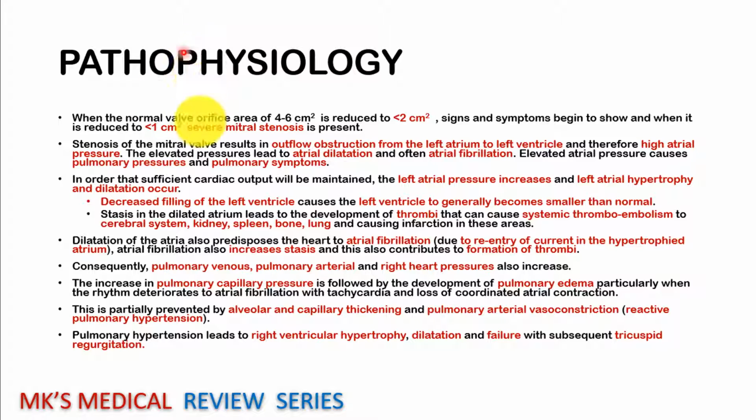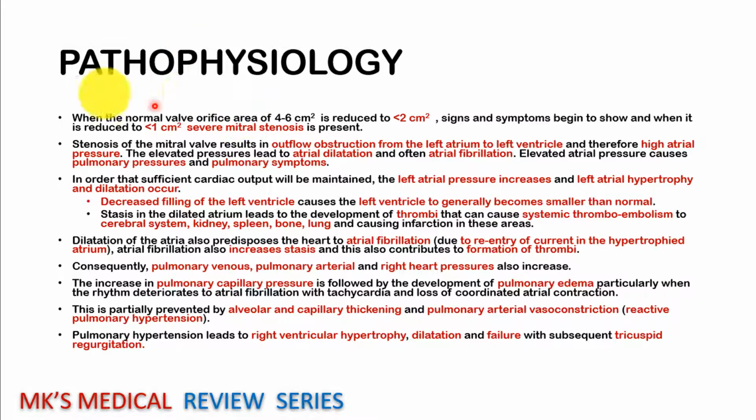Remember that the normal orifice is about 4 to 6 centimeters, and it's going to be reduced to less than 2 centimeters. That's when you get signs and symptoms, when it is reduced to less than 2 centimeters. Keep this in mind, because this is going to be important for us to determine the severity of mitral stenosis. So when the surface area is reduced to less than 1 centimeter, we refer to that as severe mitral stenosis.